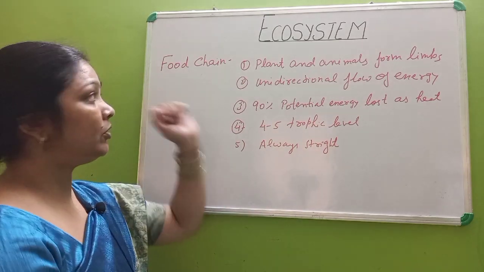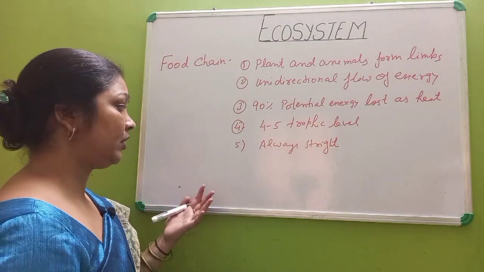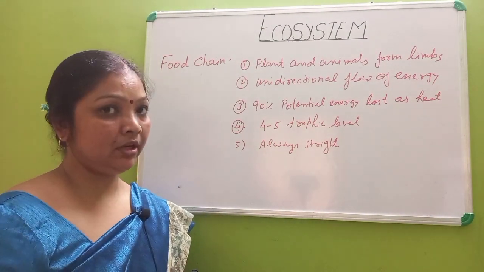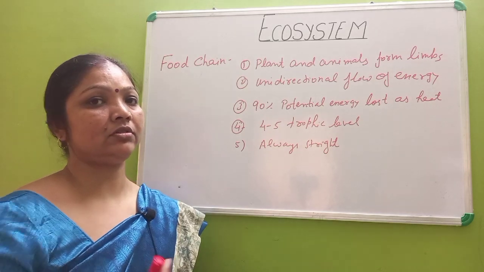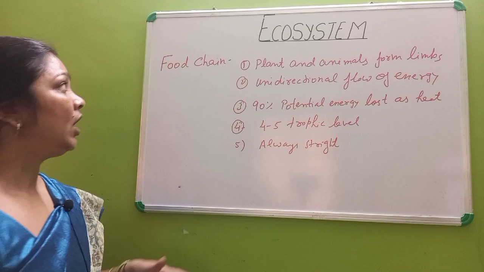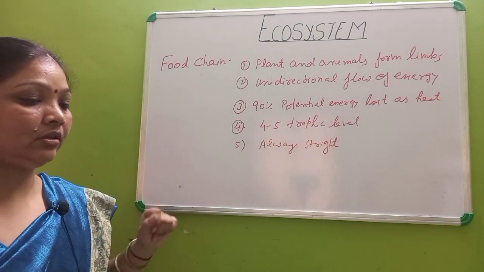Now children, we'll talk about the food chain. The food chain, you know, consists of the producer, then the primary consumer, the secondary consumer, the tertiary consumer, the quaternary consumer. This is the food chain, and the food chain should have the following characteristics.